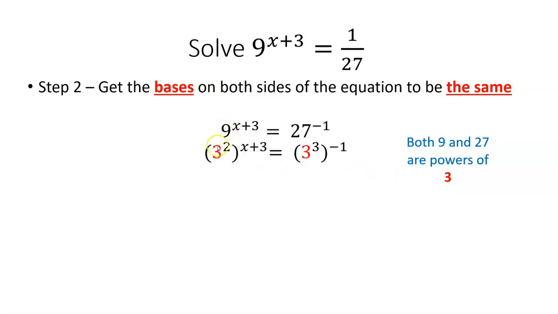So, where there used to be a 9, there's now a 3 squared in parentheses. Where there used to be a 27, there's now a 3 cubed in parentheses. The values are the same on both sides, but they look different. 3 squared instead of 9, 3 cubed instead of 27. Well, it's power to a power on these exponents, so I'll have to distribute this 2 and multiply this 3 times the -1. 3 to the 2x plus 6 power equals 3 to the -3 power.